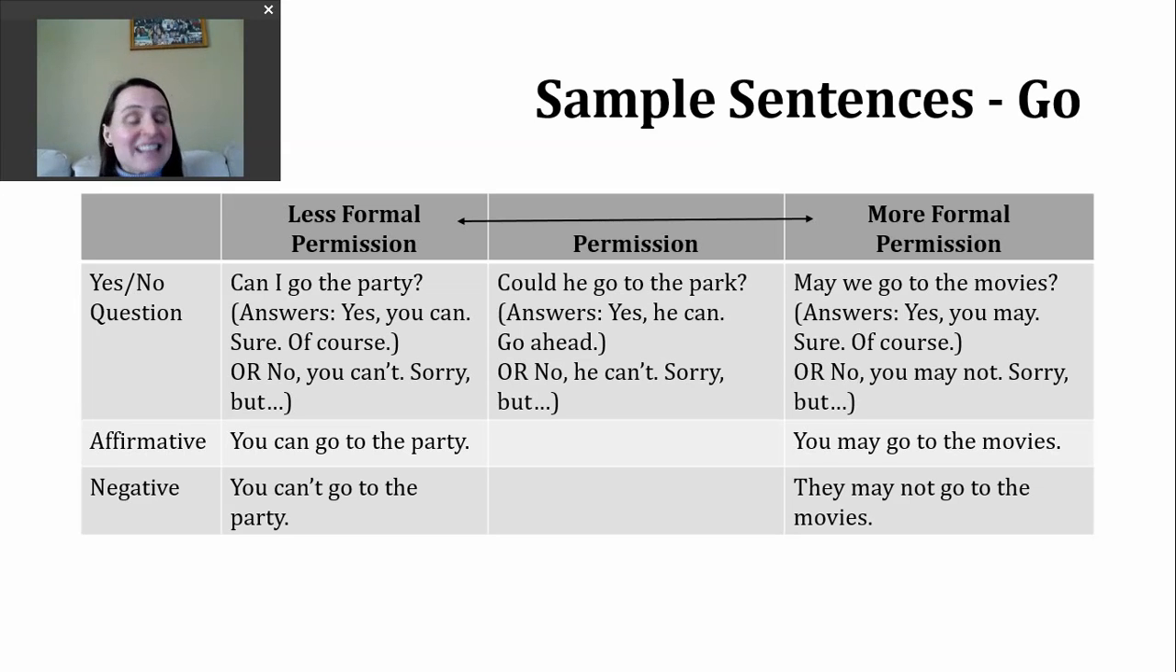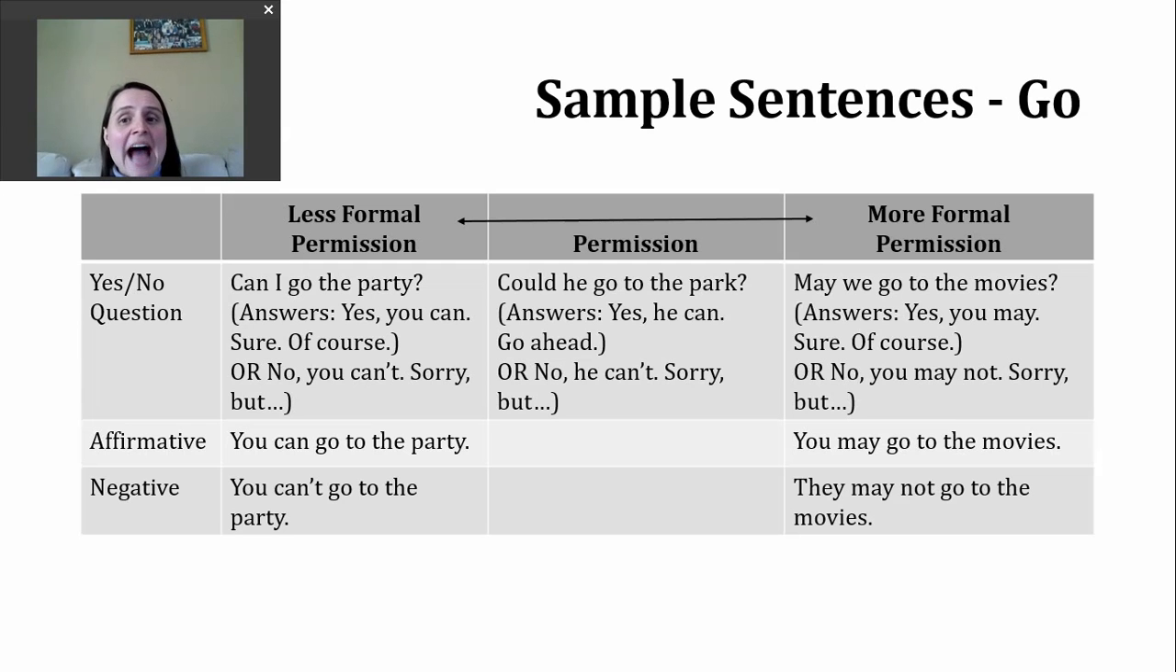Or, again, we can say no to this type of question. So, again, if you want to say no, he can't go to the park. We're using can't, not could in our answer. You could also say sorry again and provide some sort of reason why permission is not being given.